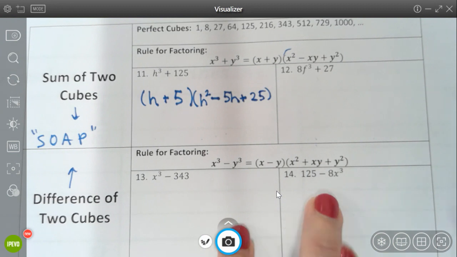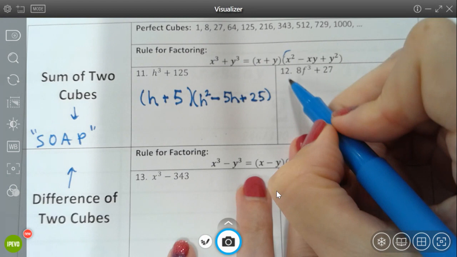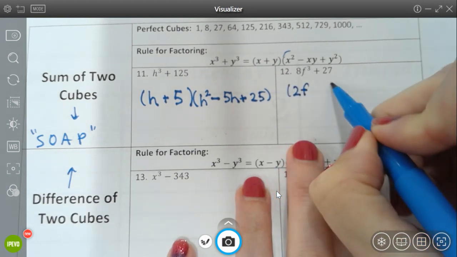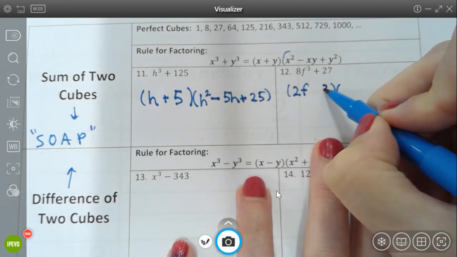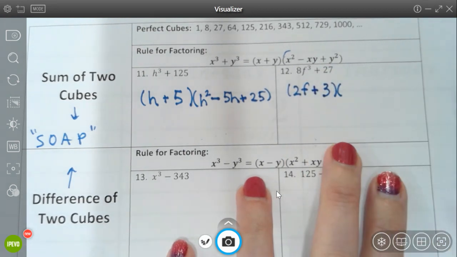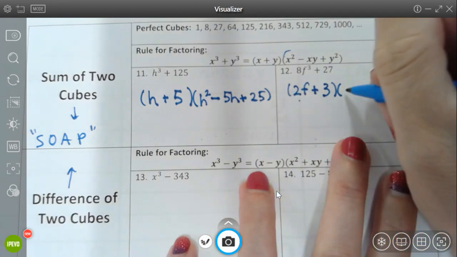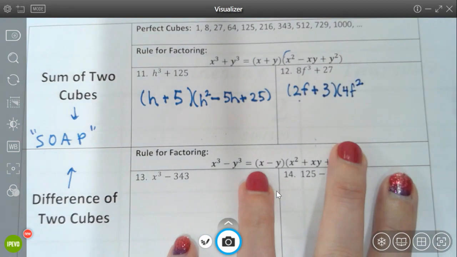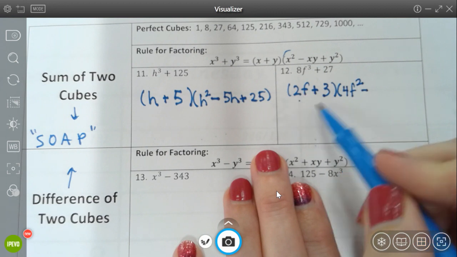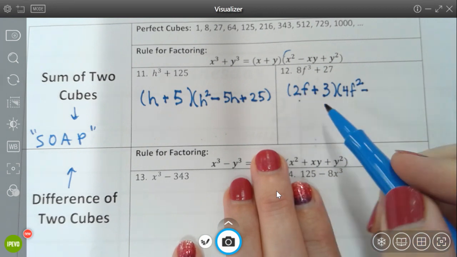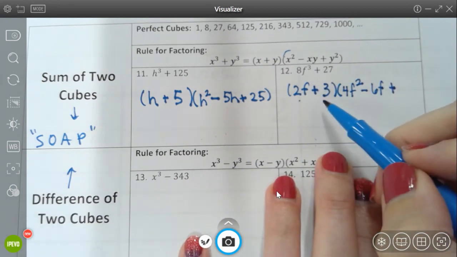All right, let's look at that again. So for this one right here, the cube root of 8f cubed would be 2f. The cube root of 27 would be 3. I'm going to keep the same sign. And now I take the first term here and I square it. Put a minus sign for the opposite. I multiply these two together, so 2f times 3 would be 6f. Always positive, and then take that last term there and square it.